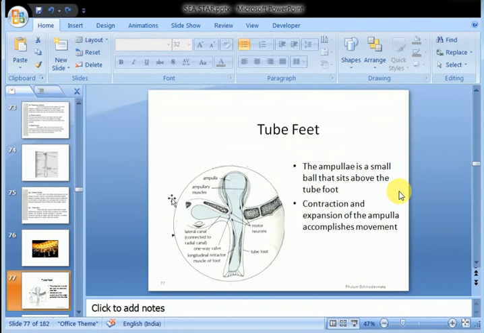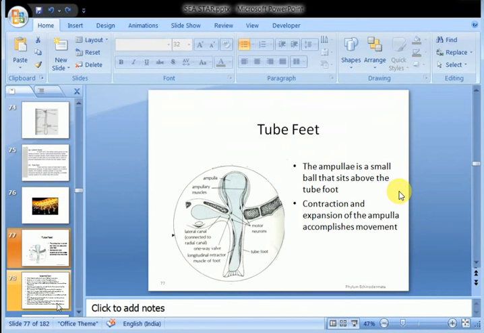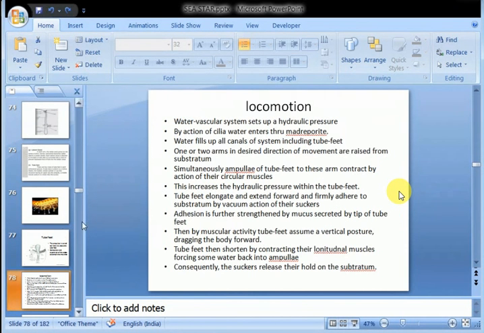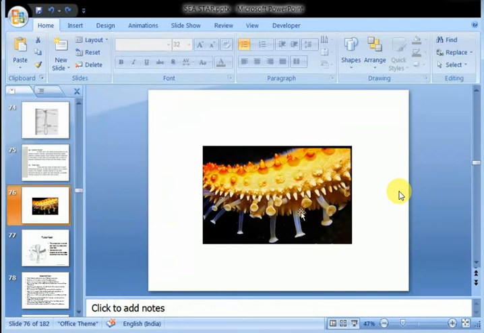Here you see the lateral canal is connected. This is the lateral canal that opens, and all these canals are interconnected. So in this you see some of the tube feet are extended, while some are not that extended in this picture.